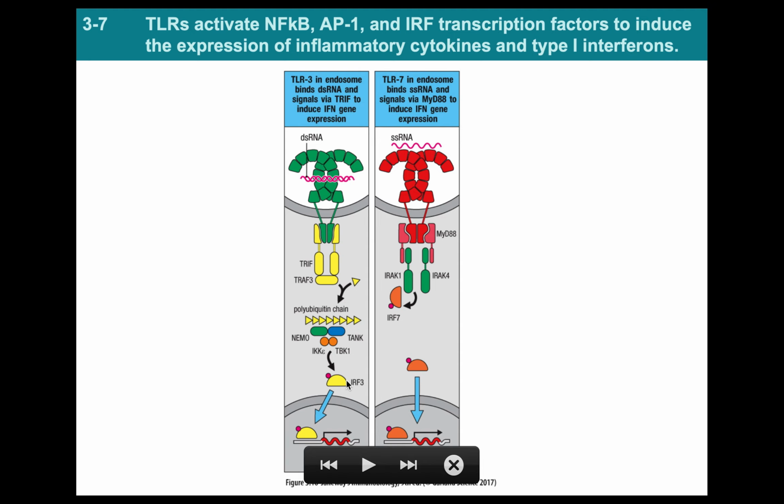That is going to lead to phosphorylation, adding a phosphate to IRF3. And when IRF3 or IRF7 gets a phosphate on it, then boom, it's going to go right into the nucleus, and it is then going to start to make messages. So these are the other ways.